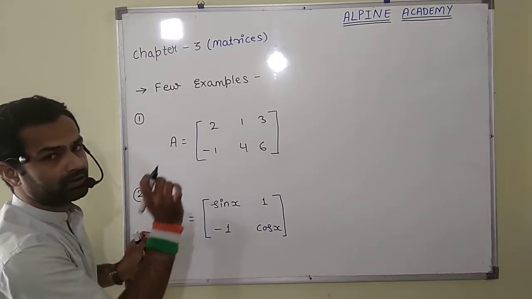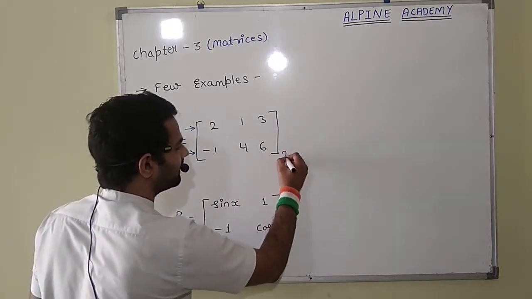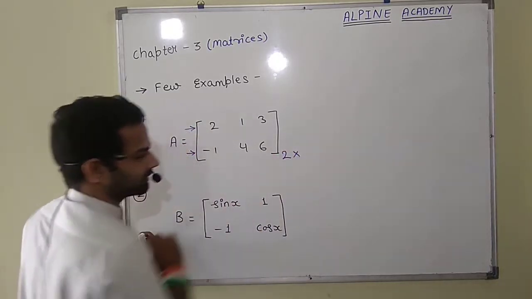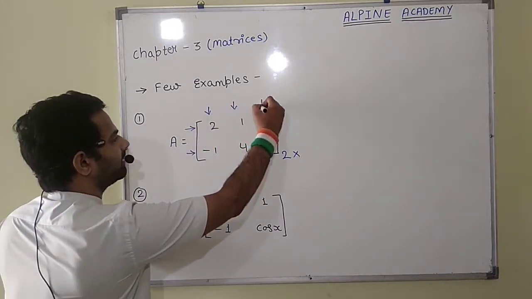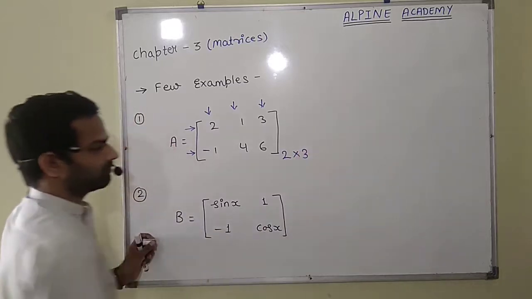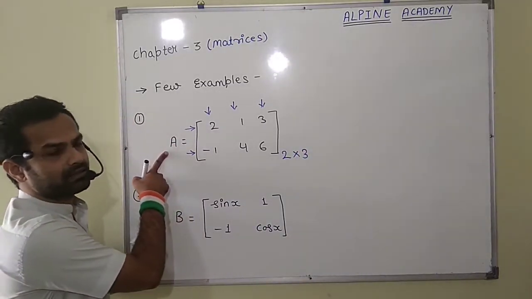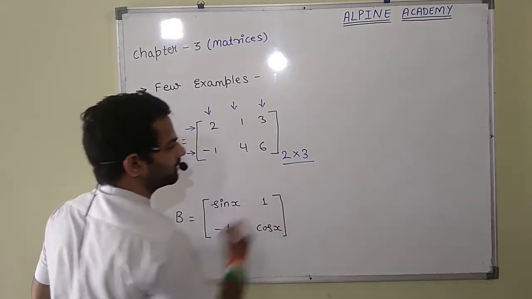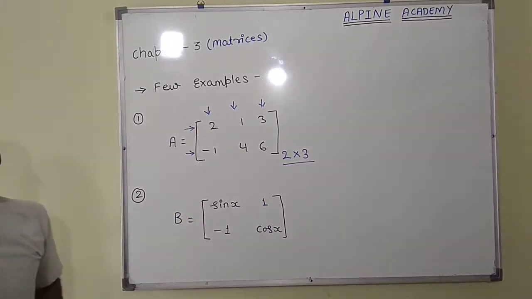And if we talk about the number of rows, there are 2 rows, 1 and 2. So how can we write its order? 2 cross, number of columns 1, 2 and 3. So we have total 3 columns. So we can write this A matrix is of order 2 cross 3, in which 2 is the number of rows and 3 is the number of columns.